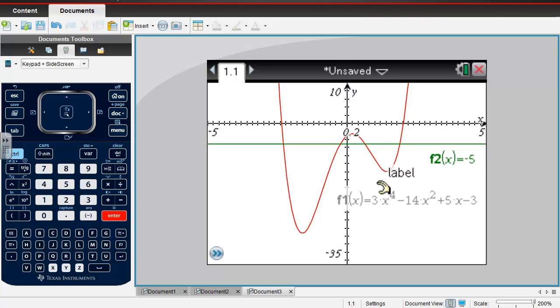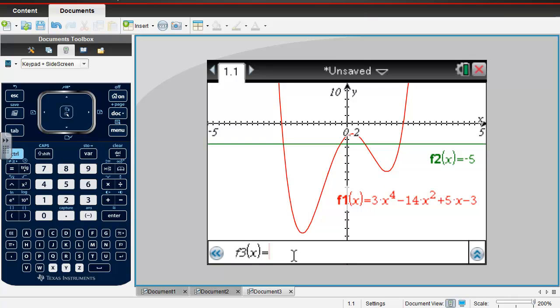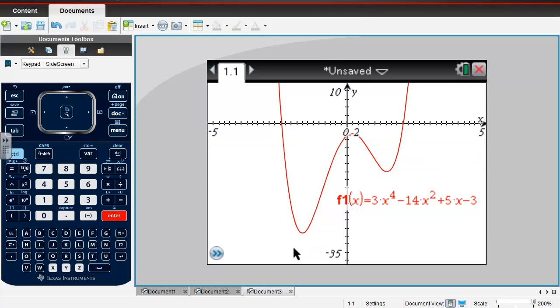Our graph fails the horizontal line test and therefore is not 1-to-1. So I'm going to go back and delete that because I don't want that in there anymore. But now I know that it's not 1-to-1. The next thing is, what are our local maxes and mins?